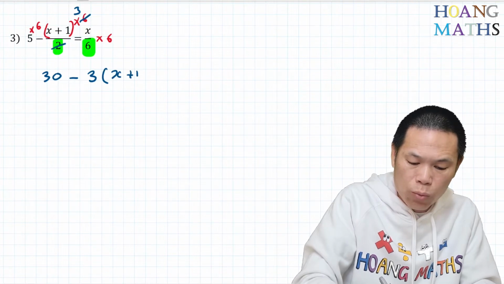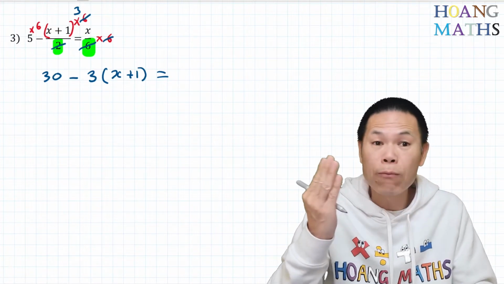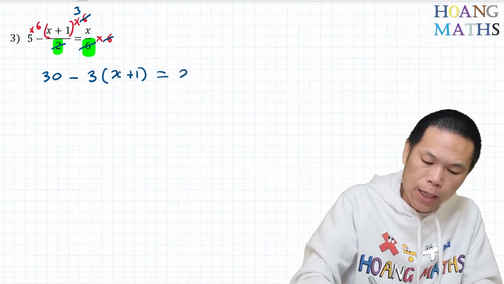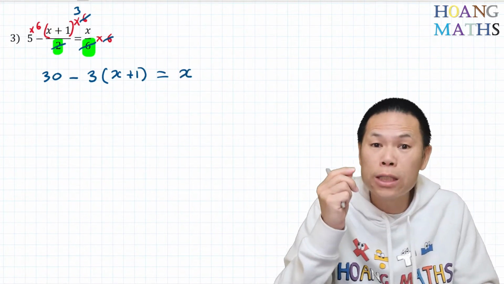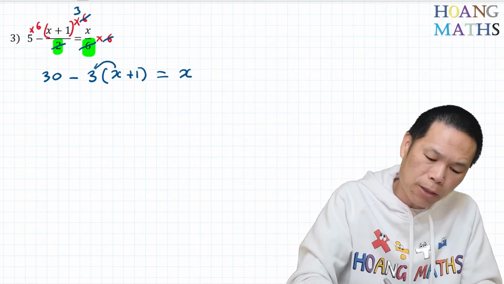So x plus 1. And now these two we can cancel out, so we are left with x. So this is x here. And what I do now is expand the bracket first. So we expand this out.